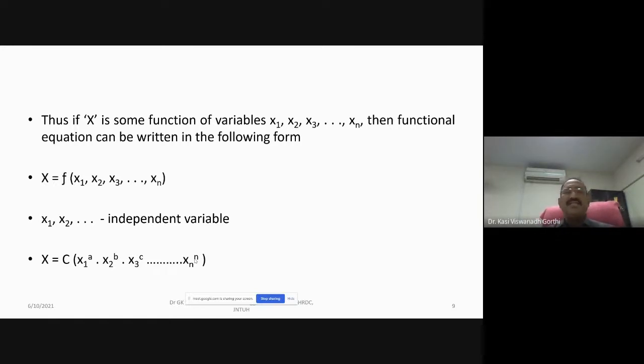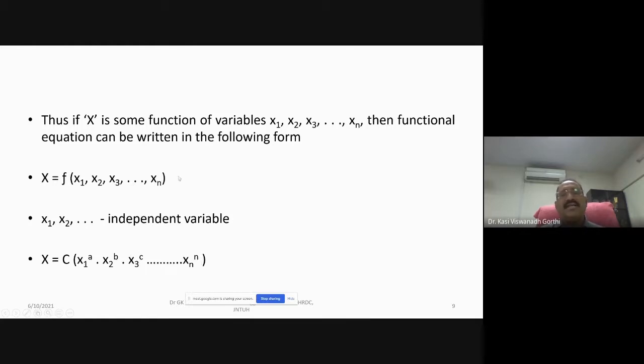So you have got all the dependent and independent variables. You have listed all the variables and you established the functional relation. The moment the functional relation is established, like x is equal to f of x1, comma, x2, comma, x3, and so on, this can be converted into an exponential equation using Rayleigh's method as x is equal to some constant c into x1 to the power a, into x2 to the power b, into x3 to the power c, and so on, into xn to the power n.